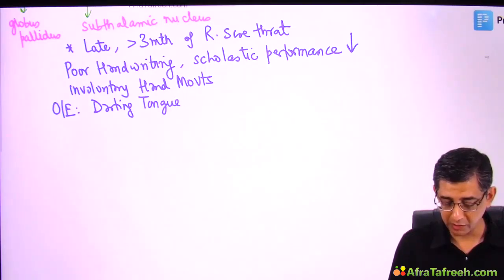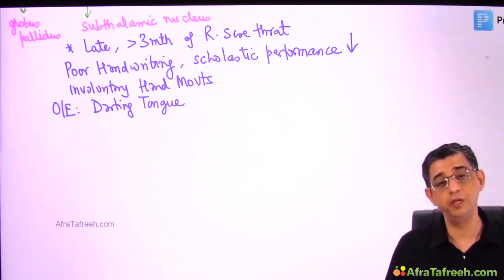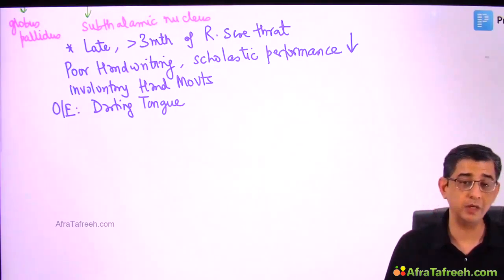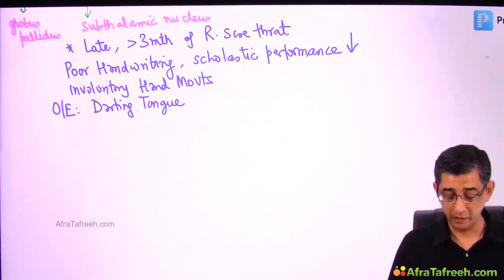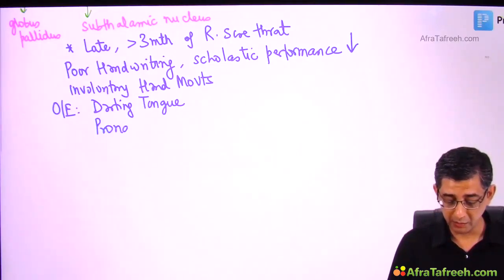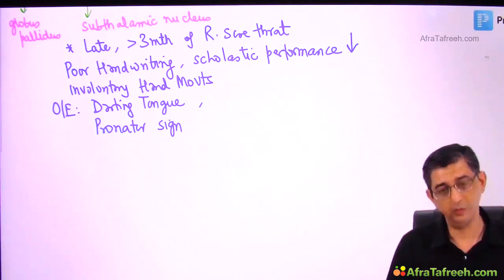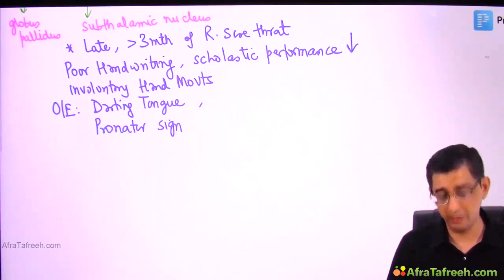This is itself a question. Darting tongue is a feature seen, and the answer would be Sydenham's chorea, which is a major criteria for diagnosis of this condition. Other clinical manifestations that can be seen here are called as pronator sign and milkmaid sign. The grip hand part, no? So the word is milkmaid sign.